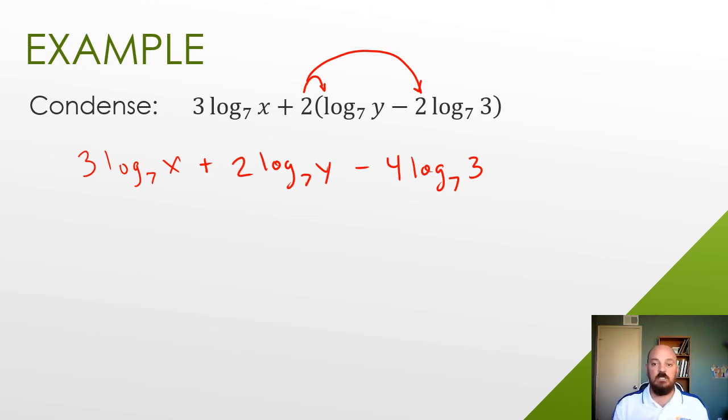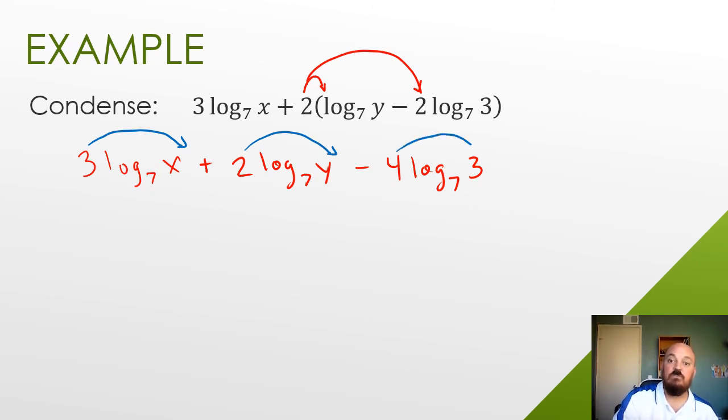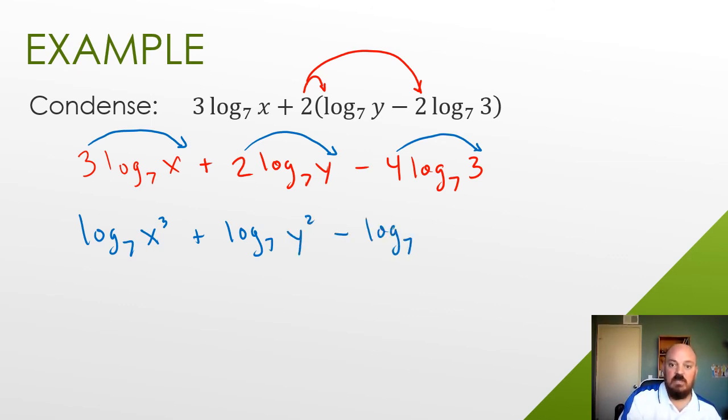All right, now we're ready to start condensing. Step 1 is we want to get rid of any coefficients. We want to take those, like this 3 here, put it back in as an exponent. Take this 2, put it back in as an exponent. Take this 4, put it back in as an exponent. And that would give me log base 7 of x cubed plus log base 7 of y squared minus log base 7 of 3 to the 4th power.